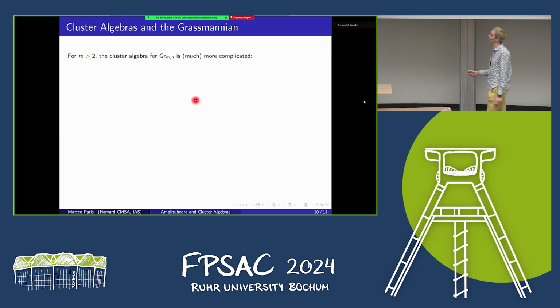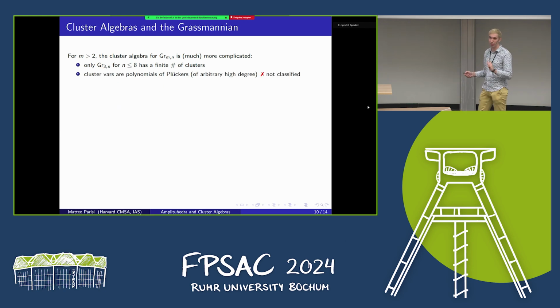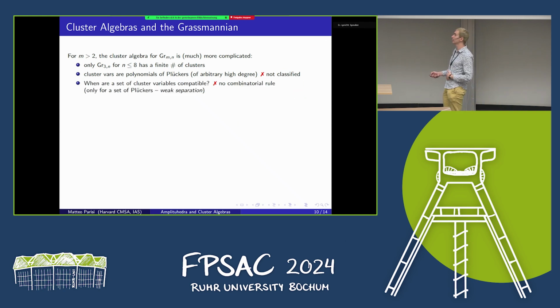Because the cluster algebra for the Grassmannian m,n is much more complicated for m greater than 2. And only for the Grassmannian 3,n with n less than or equal to 8 is there a finite number of clusters. Otherwise, there is an infinite number of clusters. Also, in general, cluster variables are not just Pluckers of the Grassmannian, but are homogeneous polynomials in the Pluckers, and they can be of arbitrarily high degree in general. These are not classified, meaning there is no nice combinatorial classification of all cluster variables.